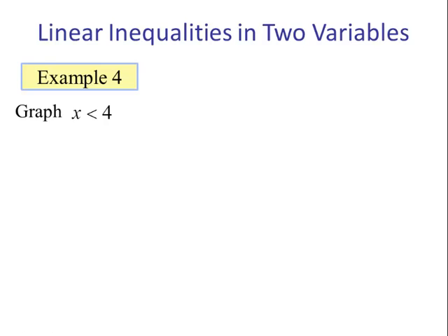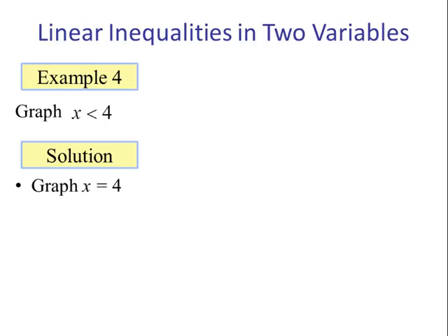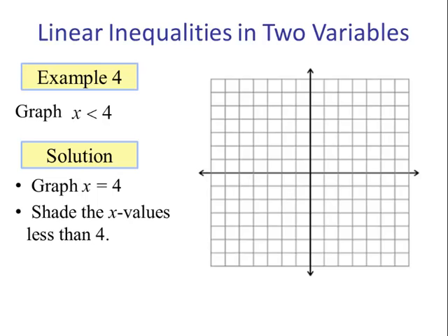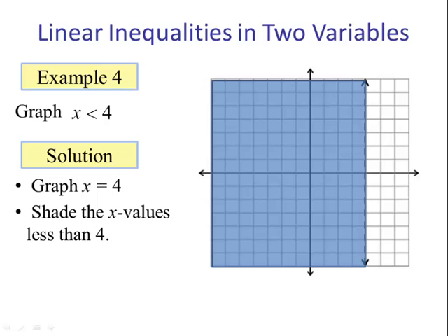Example 4. x is less than 4. So again, we think of the inequality as an equal sign, and then we're going to shade x values that are less than 4. So here we have our graph. We go to 4 on the x-axis. Since this is a strict inequality, this is now a dotted line, and numbers that are less than 4 are to the left of 4.